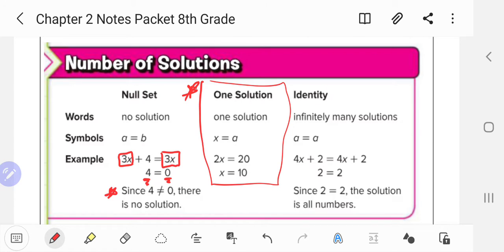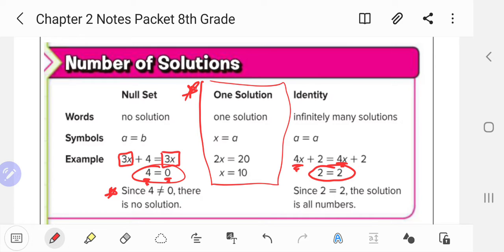Okay, and then very similarly, the identity over on the right here. All right, here the variable terms will cancel out, but instead of being left with two numbers that don't equal each other, you're going to get two numbers that do equal each other. And what that is saying is that no matter what you plug in for the variable, that equation will be true.